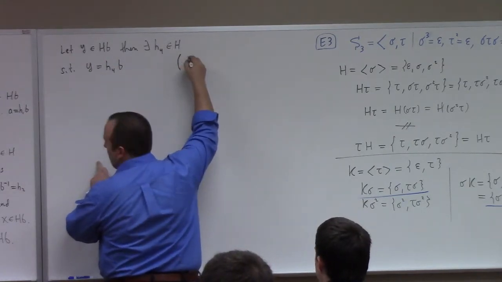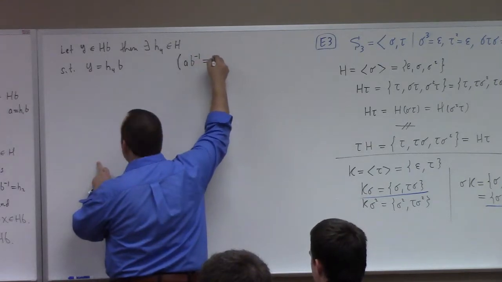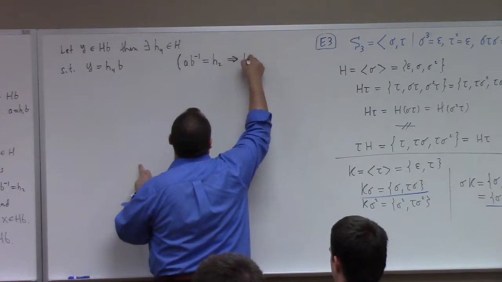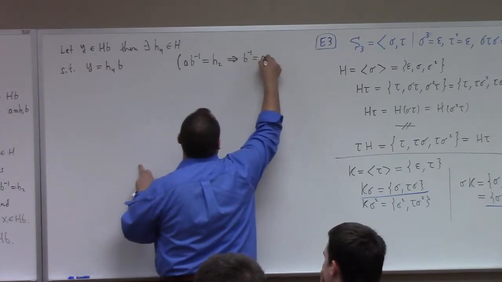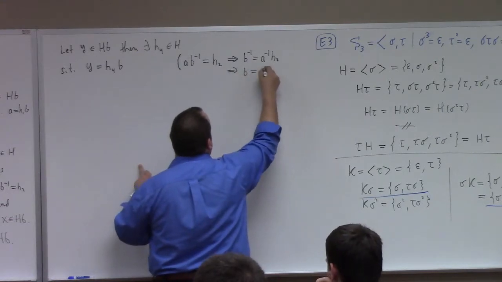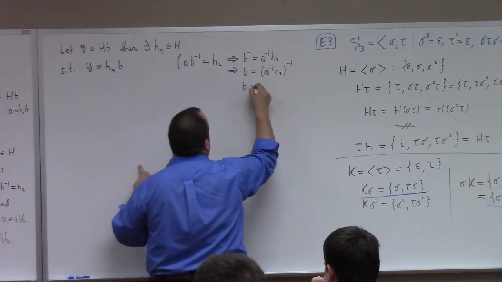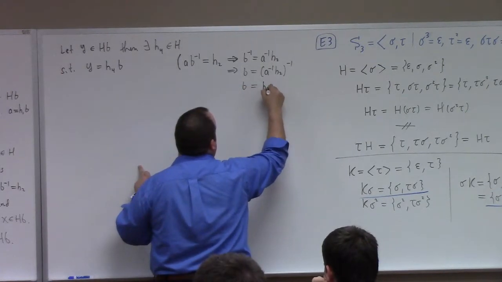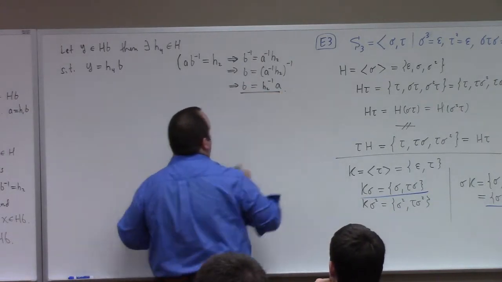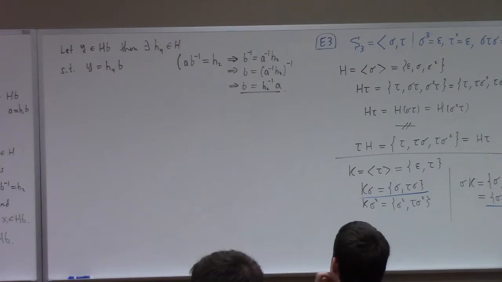I'll put a parenthetical remark here. So we know AB inverse equals H2, right? So that implies that B inverse is equal to A inverse H2, which implies that B is equal to H2 inverse A. I'm sure some of you could have derived that more easily. That's just what occurs to me at the moment, okay?